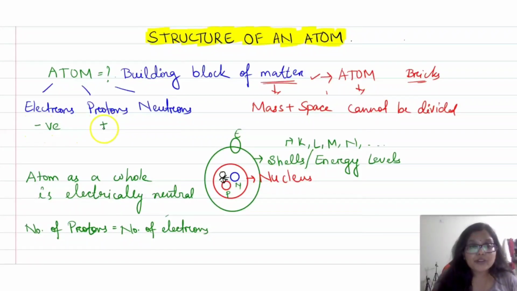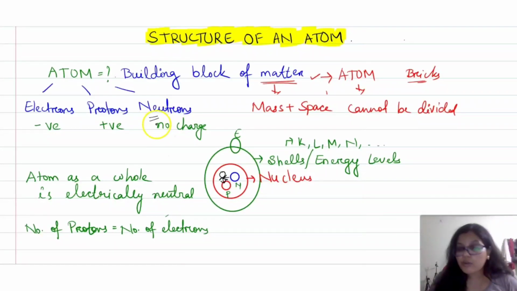Okay, protons are positively charged, and as the name suggests, neutrons have no charge at all. That's why it is neutral. Now, if the neutrons do not have any charge, then what is the use of neutrons in this particular atom structure?